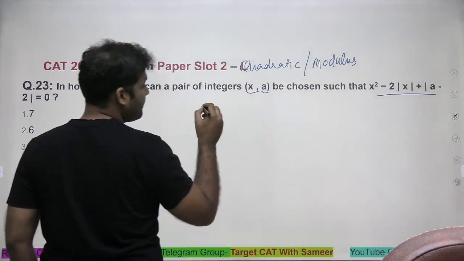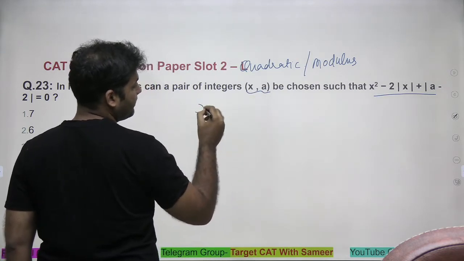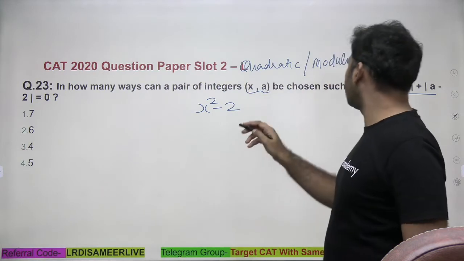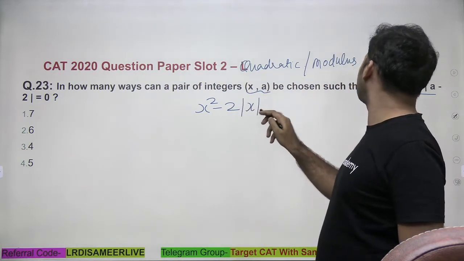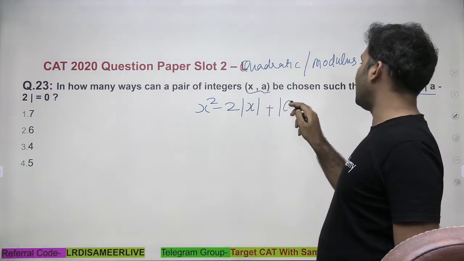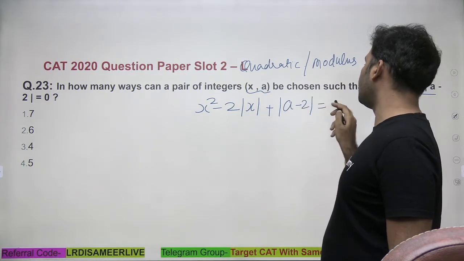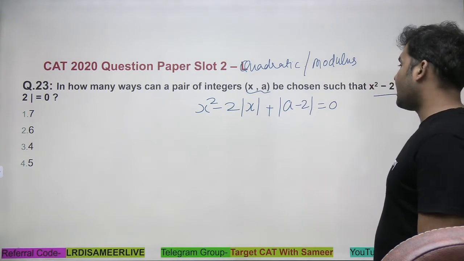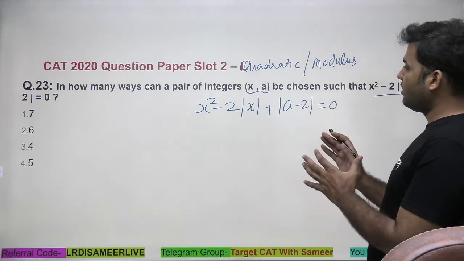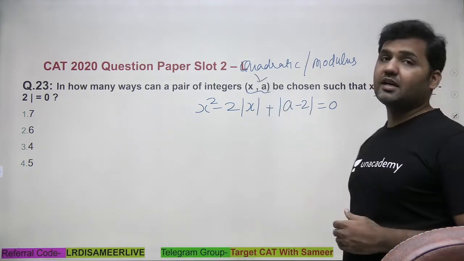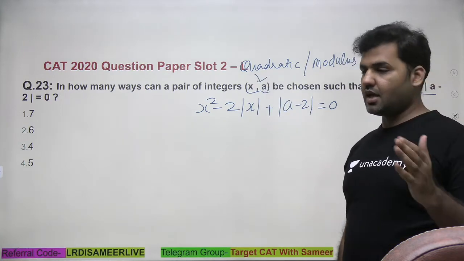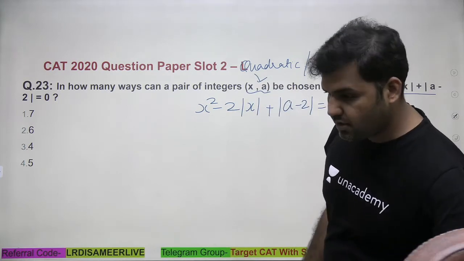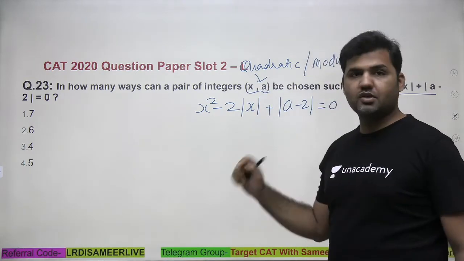Now, this is x square minus 2 times mod of x plus mod of a minus 2 is equal to 0. This is the quadratic equation that you have. Now see that, guys. If I want to look for the integral values of x and a, that means x is supposed to be an integer, a is supposed to be an integer. So can I say this equation will have real roots?